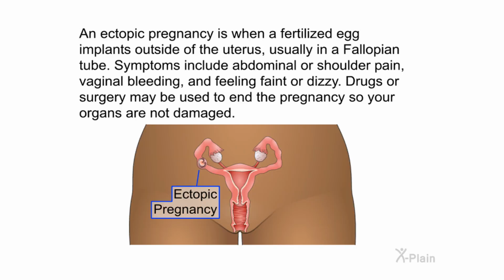An ectopic pregnancy is when a fertilized egg implants outside of the uterus, usually in a fallopian tube. Symptoms include abdominal or shoulder pain, vaginal bleeding, and feeling faint or dizzy. Drugs or surgery may be used to end the pregnancy so your organs are not damaged.